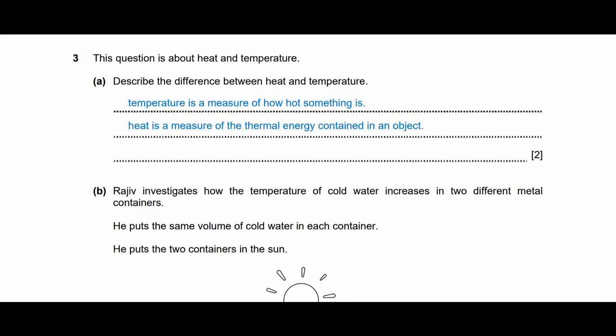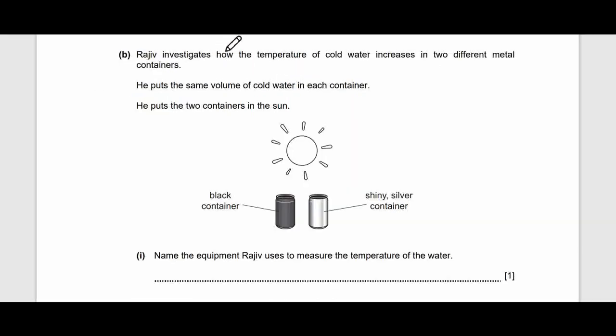Next, 3b. Question 3b. Rajiv investigates how the temperature of cold water increases in two different metal containers. He put the same volume of cold water in each container. He puts the two containers in the sun, a black container and a shiny silver container. Name the equipment Rajiv uses to measure the temperature of water.